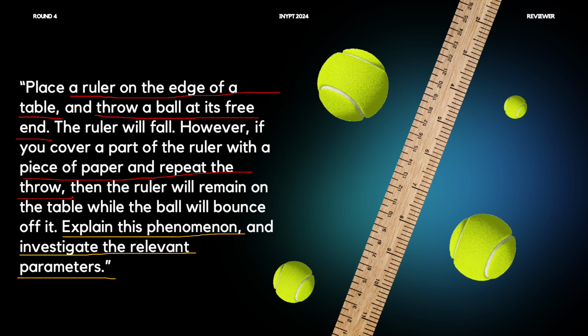To investigate the relevant parameters, one could vary the length of the ruler covered with the paper, the material and thickness of the paper, the mass and the velocity of the ball, the angle at which the ball is thrown, and so on. By systematically altering these parameters and observing the resulting outcomes, one can gain insights into how each factor affects the stability of the ruler ball system and the likelihood of the ruler remaining on the table.